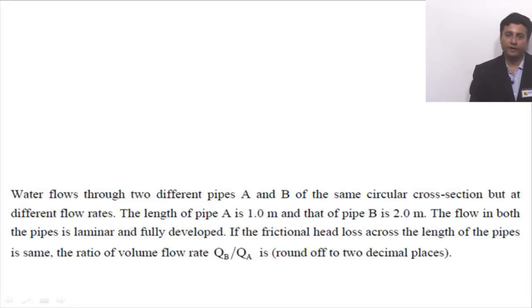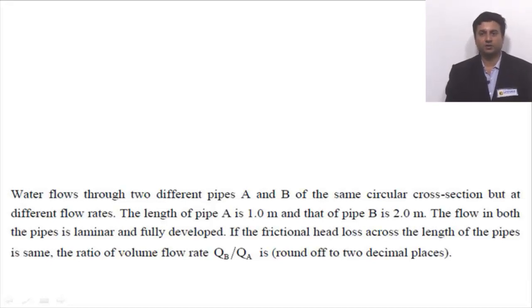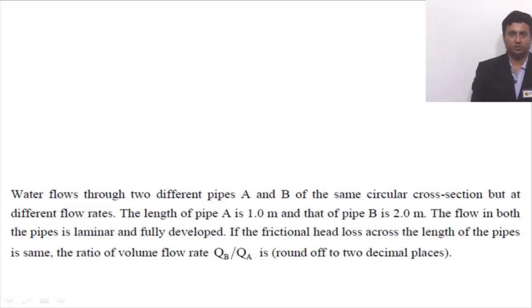Water flows through two different pipes, A and B, of the same circular cross section but at different flow rates. The length of pipe A is 1 meter and the length of pipe B is 2 meters. The flow in both pipes is laminar and fully developed. If the frictional head loss is the same, the ratio of volume flow rate QB by QA, rounded off to 2 decimal places, is?